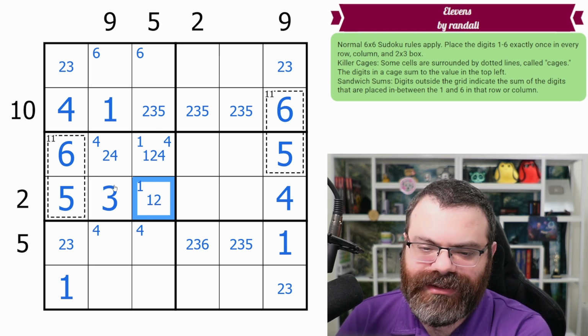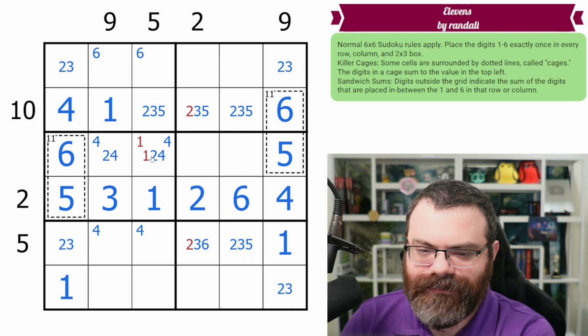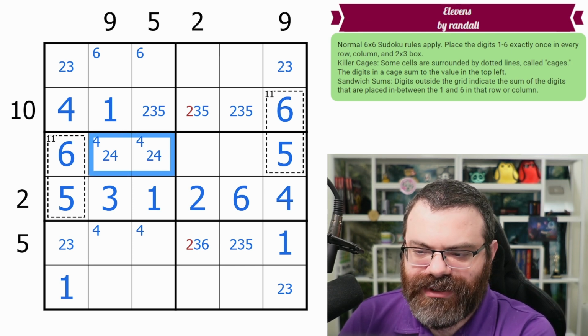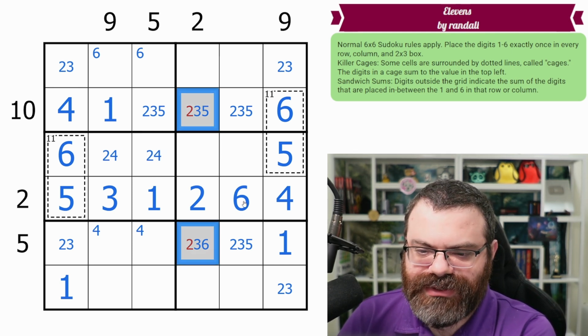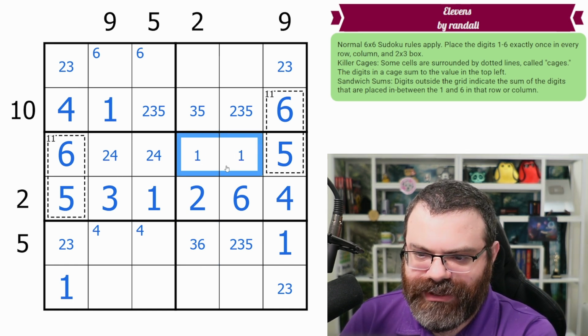This can't be a 2 either because it's not in a sandwich. So this is our 1. Which then gives us the 2, 6. Okay. Great. That's progress. These are not 2s. Oops. I was in color mode. Right. Here I need 1 and 3.